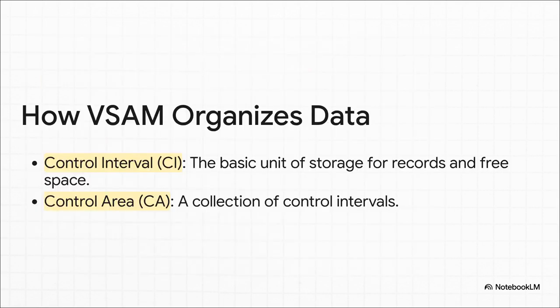So how does it pull off this speed? Well, it's all about smart organization. Data gets stored in chunks called control intervals. Just picture a page in a book. Each page holds a few records plus some empty space for new ones you might add later. Then, a group of these pages forms a chapter, which is called a control area. This 2-level structure is VSAM's secret sauce for managing space and finding records without the application having to worry about any of the messy physical details.